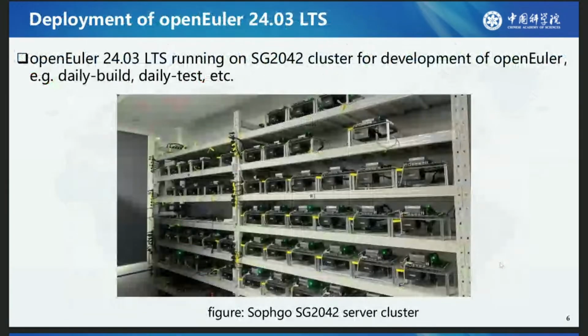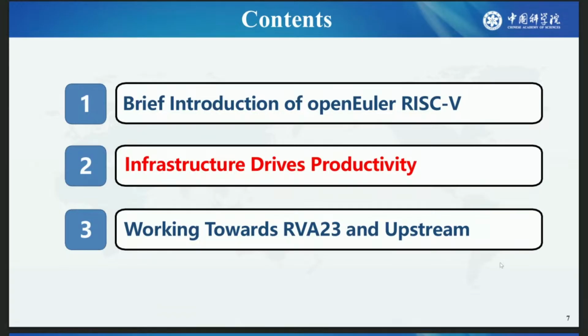So we have developed openEuler 24.03 and deployed it on more than 100 SG2042 chips. That is the most powerful RISC-V chip in the world at the moment. And that means we used openEuler to develop openEuler, like daily build, daily test, etc. So how did we get this achievement? The answer is the infrastructure.